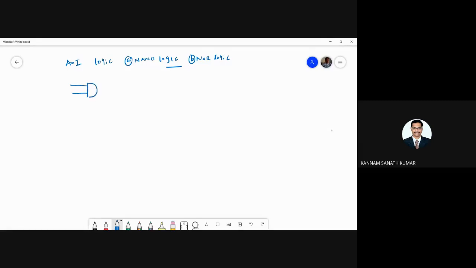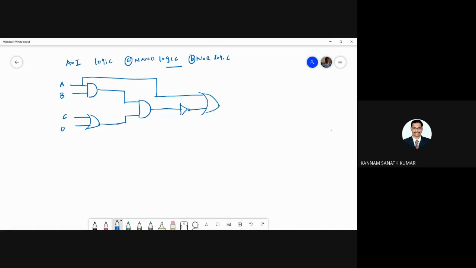So this diagram is the AND-OR-invert. This is the AND gate. This is the OR gate, and it is given to an AND gate. This is A and this is B, and this is C and this is D. One more input is coming through A, and this is an inverter. These outputs are given to an OR gate. So this is nothing but AND-OR-invert.